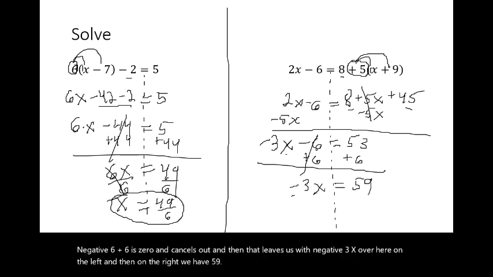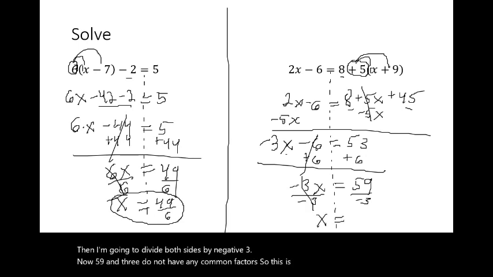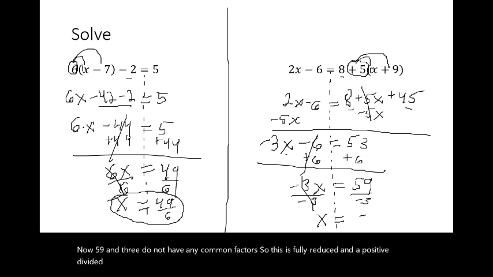Then I'm going to divide both sides by negative 3. Now 59 and 3 do not have any common factors, so this is fully reduced, and a positive divided by a negative is a negative. So I'm just going to leave this as negative 59 over 3, and then that is going to be our final answer.